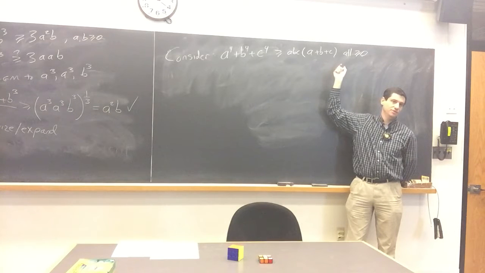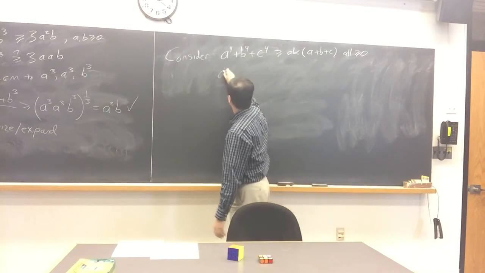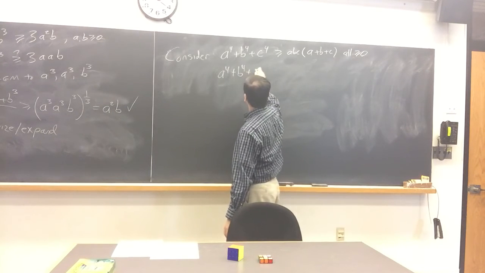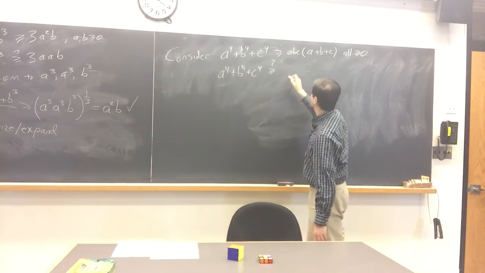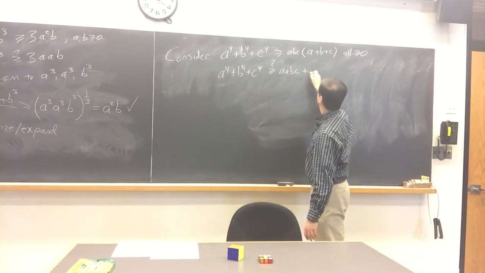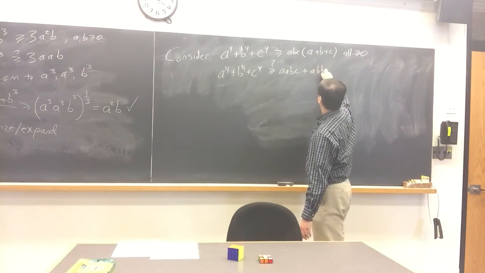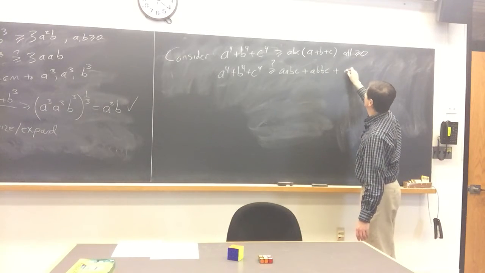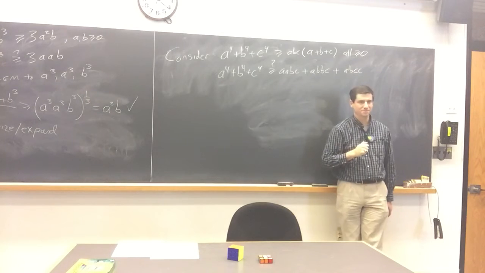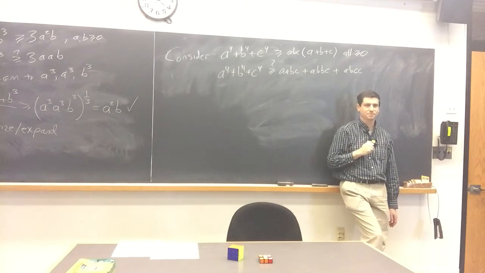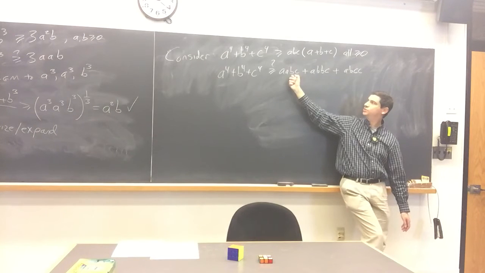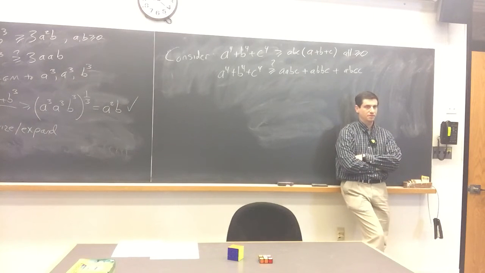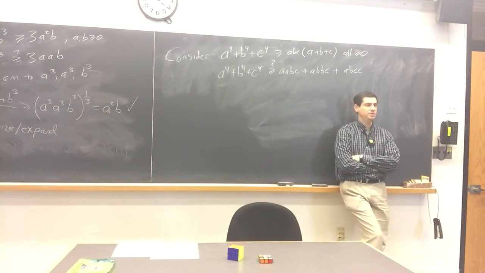Not much I can do. I can expand. So I can do a to the 4th plus b to the 4th plus c to the 4th greater than or equal to, and I'll put a question mark, a, b, c, a plus a, b, b, oh, almost ABBA, plus a, b, c, c. When you see this, what should you be thinking? So what should you be thinking when you see a term that's A, A, B, C?